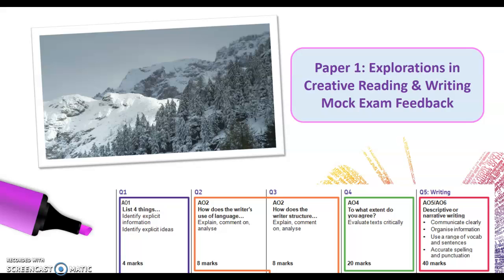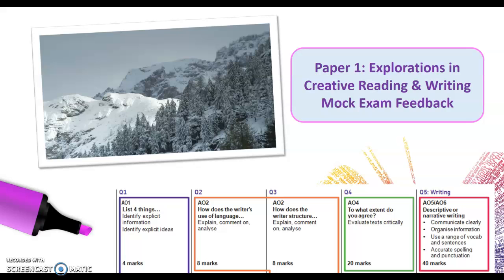So just take a moment to remind yourself of the structure of this section of the paper. There are 4 questions. Question 1, worth 4 marks, where you list 4 things that you learn from a very specific section of the text. Question 2, worth 8 marks, where you evaluate how the writer uses language. Question 3, where you look at how the writer structures the text to interest the reader. Again, that's worth 8 marks.